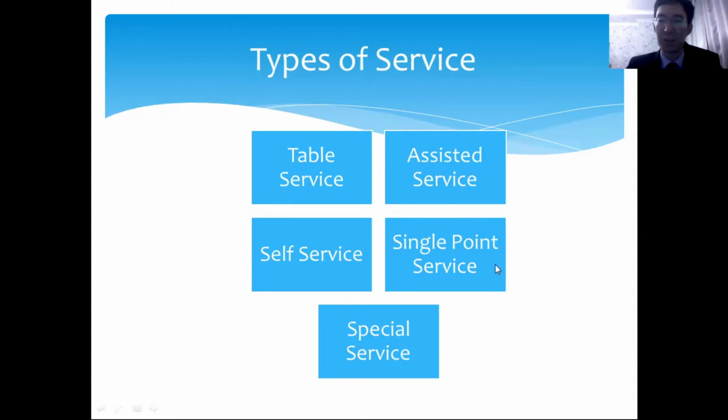The single point service is something that is common, for example, in the food court of a shopping mall. This is basically a type of service that is completely different from table service. In table service, the guest sits in one place and the food comes to him. In single point service, it is completely different. The food is stored in one place and the guest is the one who moves, takes and brings that food back. The special service is the service that is designed specially for the occasion.